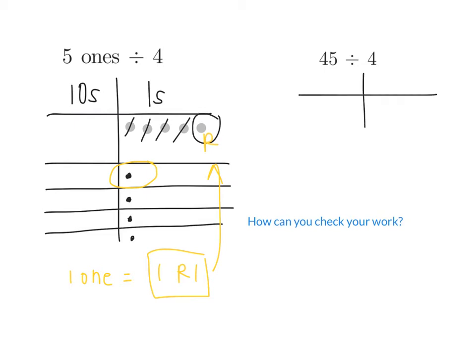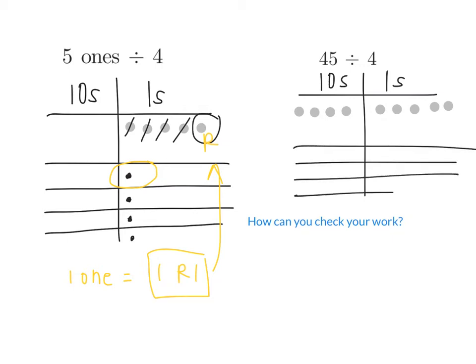Okay, let's draw a place value chart. Here's my 10s, here's my 1s, right? I have 45. That means I have 4 10s, 1, 2, 3, 4, and I have 5 1s, 1, 2, 3, 4, 5. I want to split this equally into 4 groups, so let's draw those 4 groups. There's 1 group, 2 groups, 3 groups, 4 groups. Let me extend that somewhat down a little bit.